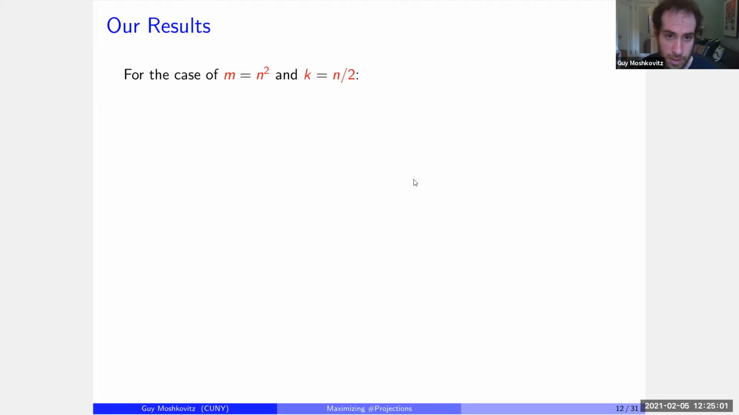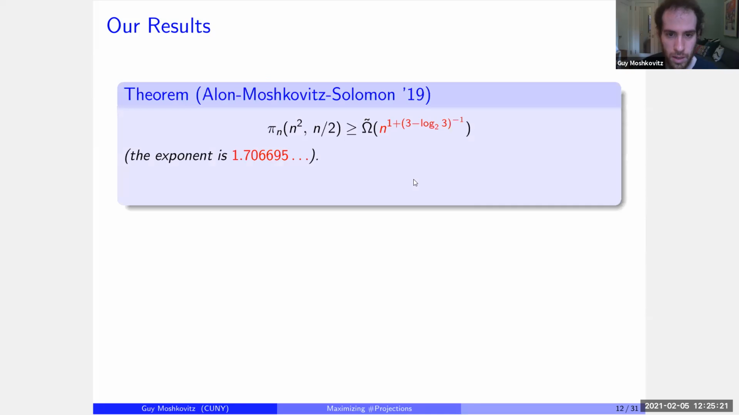So our results actually don't hold just for sets of families of polynomial size, but for much more general families than that. But for concreteness, to be able to compare to the previous bounds, let me exemplify with m equals n squared and k being 1/2 of the coordinates. First we show a lower bound of n to this constant, which is roughly 1.70, not 17.